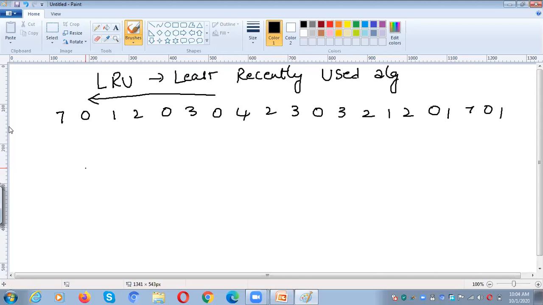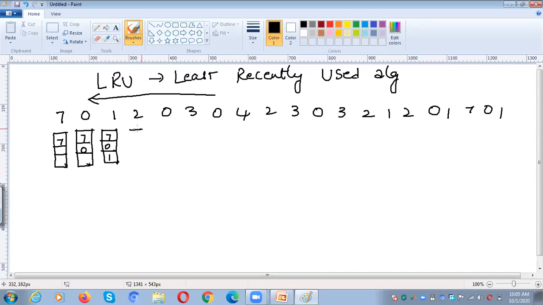I will do it for you, this problem. 7. 7 means page fault. So free frame is available, so no need to run LRU. 0. Free frame is available, no need to run the LRU. 1. Free frame is available, no need to run the LRU.